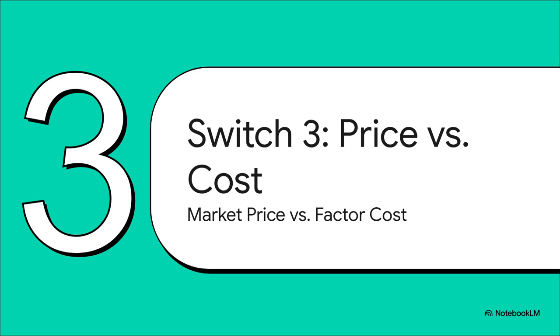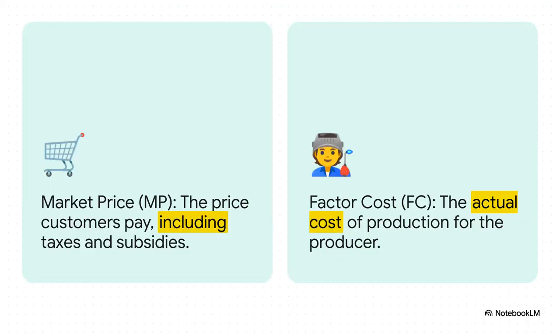This one is all about the gap between the price you see on a product in a store and what it actually cost the producer to make it in the first place. Market price is easy. It's the price on the tag. It's what you and I pay. But that price is often influenced by the government, right? They add taxes that make it go up, or they give subsidies that make it go down.